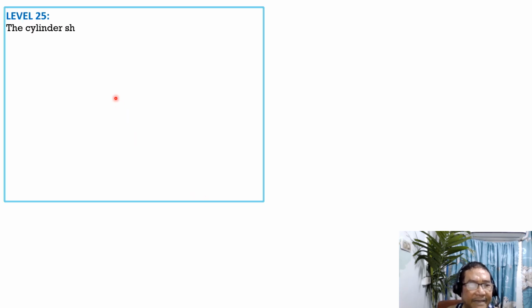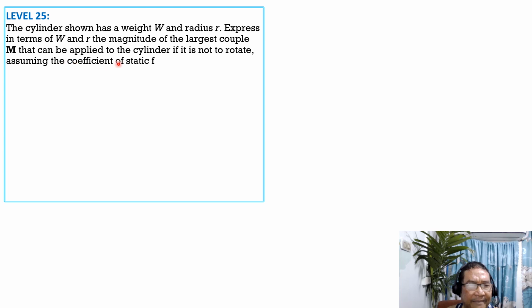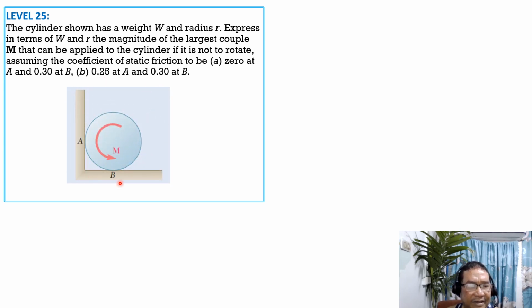Level 25, the cylinder shown has a weight of W and radius R. Expressed in terms of W and R, determine the magnitude of the largest couple M that can be applied to the cylinder if it is not to rotate, assuming the coefficient of static friction to be, part A, 0 at A and 0.3 at B, then part B, 0.25 at A and 0.3 at B. So here is the given figure. Let's just generalize the solution.